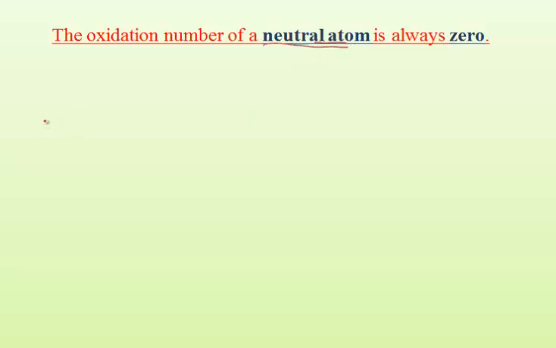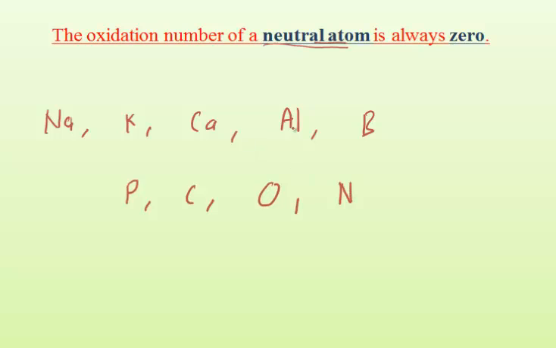A neutral atom is an atom which does not carry any charge. For example, sodium atom is a neutral atom. It does not have any charge. It is in uncombined state. Well, you can have some more examples: potassium, calcium, aluminum, boron, phosphorus, carbon, oxygen, nitrogen. These individual atoms are all neutral atoms. They do not carry any charge. We can assign 0 oxidation number for all these atoms. They have 0 oxidation numbers.